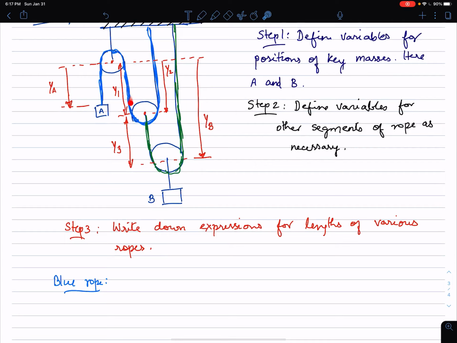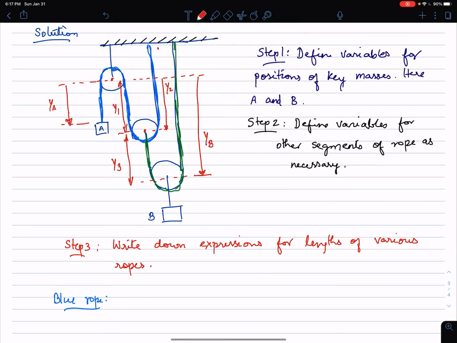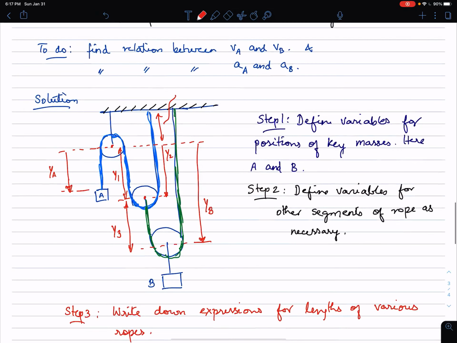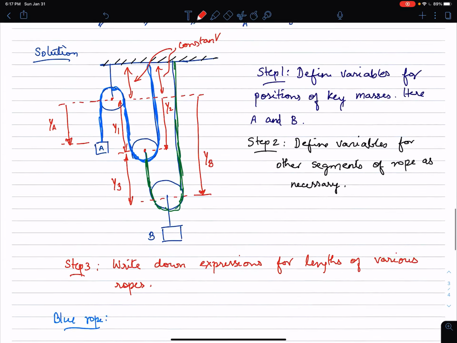Okay, so the length of this rope is going to be YA plus half the circumference of this pulley plus Y1 plus half the circumference of this pulley plus Y2 plus some length here, which is going to be constant because it's the distance from the ceiling to this dotted line. Okay, so this is some constant. It's basically the same as this. It's the same constant, but that doesn't matter as much.